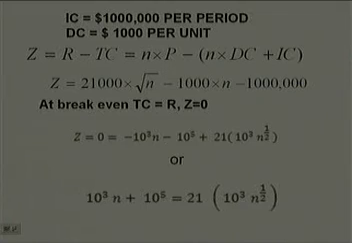Now another piece of data is also given for this problem. It is given that indirect cost is $1,000 per period, and direct cost also is given, which is $1,000 per unit.